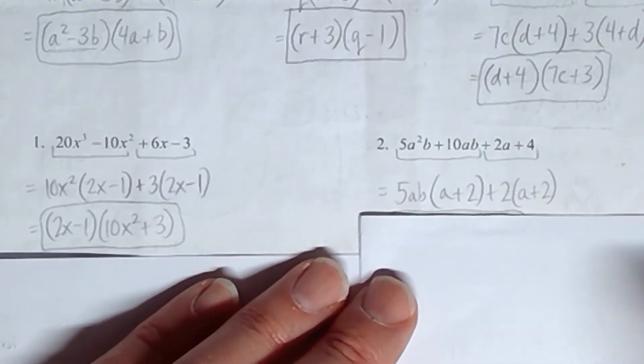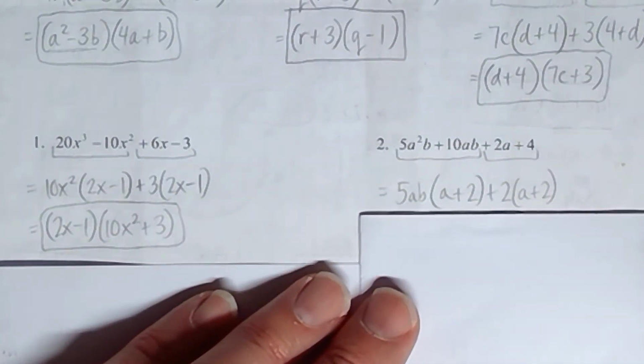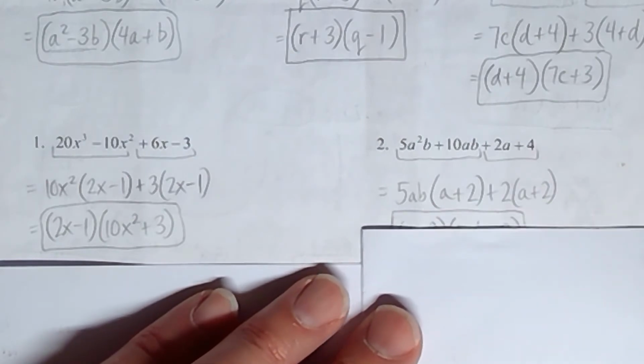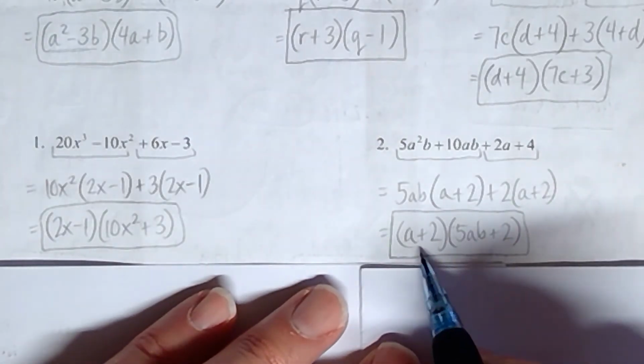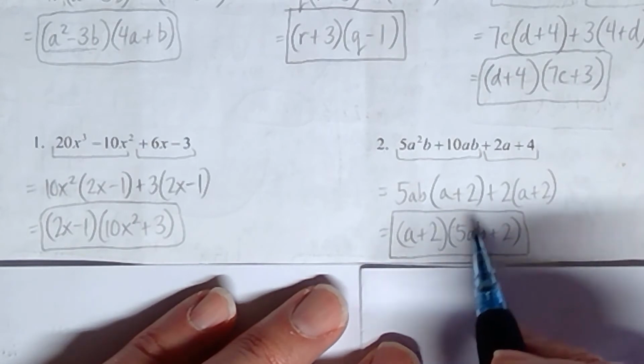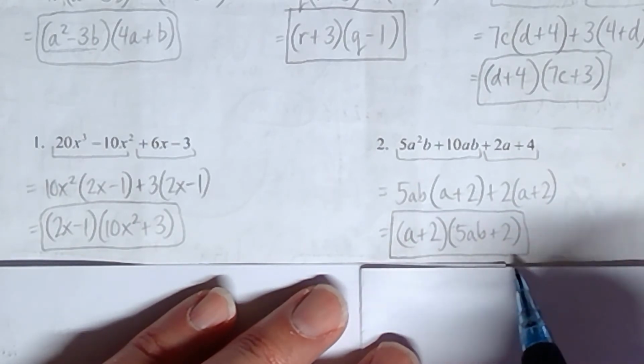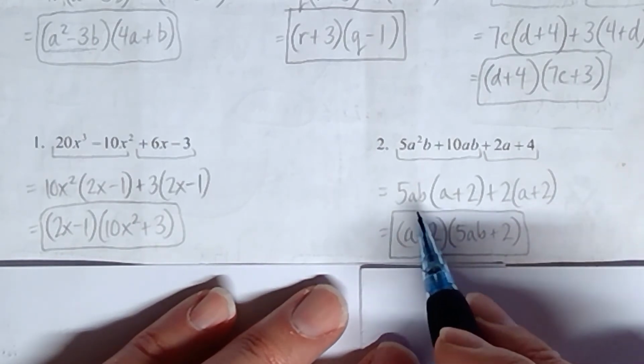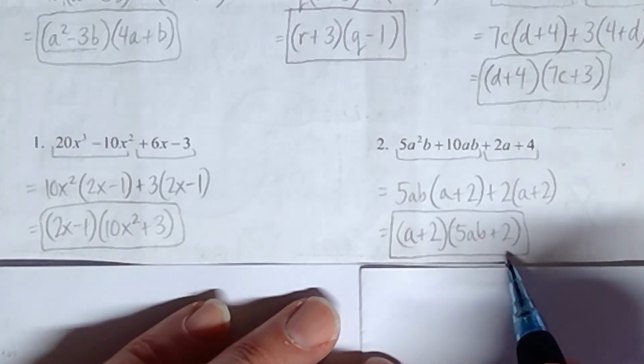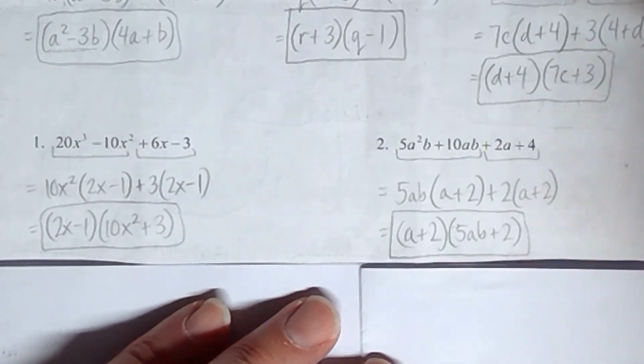That's what we want when we're doing factoring by grouping, is we want that same bracket. If we get the same bracket, we put it in the front, and then we do 5AB plus 2. You got to remember to put that in a bracket also. That's important. Even though it's not in a bracket up here, it needs to be in one down here. So that's number 2.